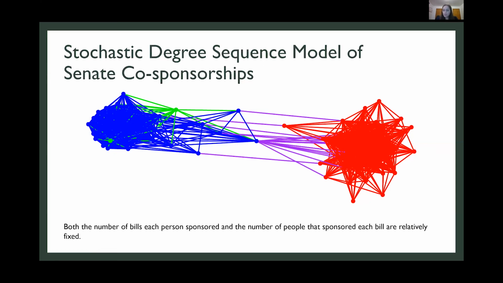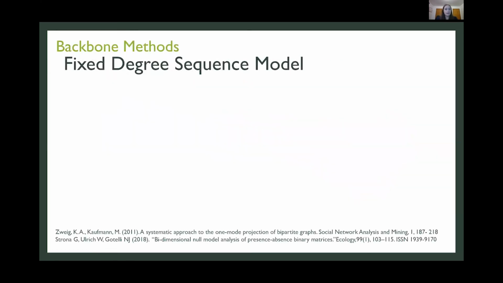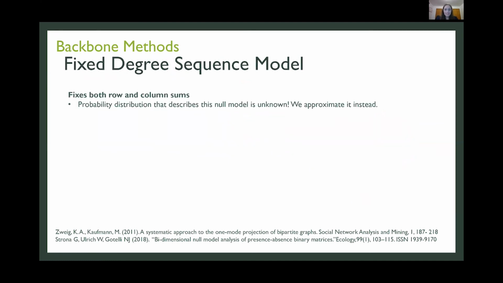So I have one last model to show you, and that's called the fixed degree sequence model. And guess what? It's going to fix the degrees. So it fixes the row and column sums of our bipartite matrix. For the past two, we used the hypergeometric distribution and the Poisson binomial distribution. We don't have a probability distribution to describe this null model. So instead, we approximate it.